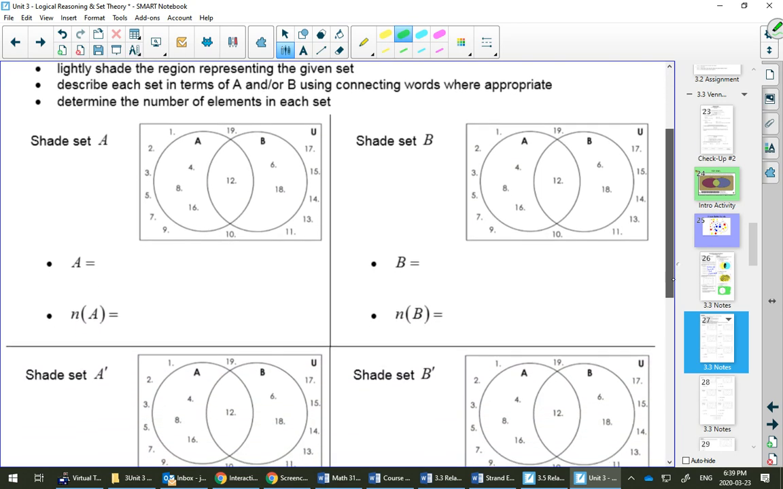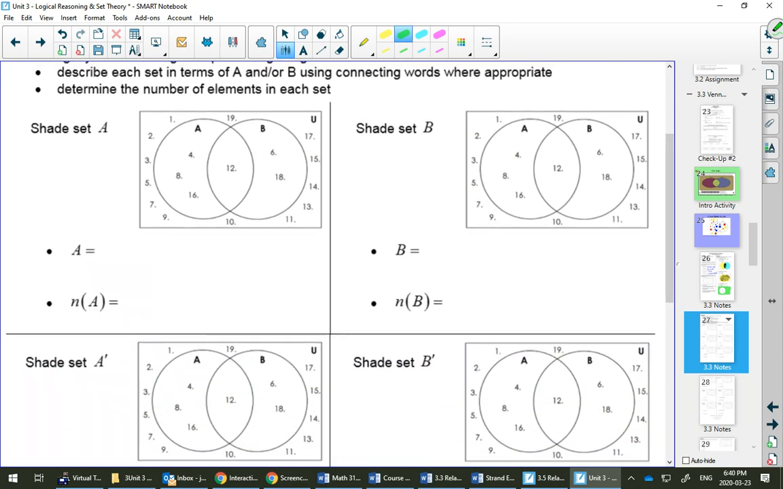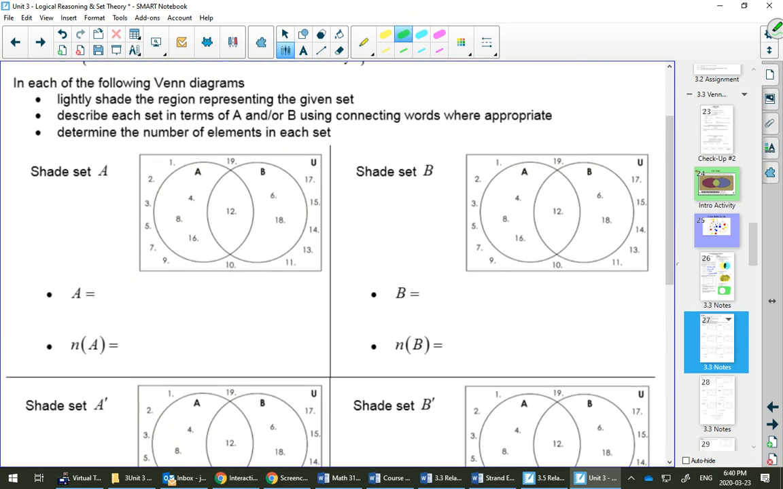Now, initially I'll write out some of the sets, but eventually I'm just going to go through with the description. So if you're looking at the directions here, it just says to shade the region representing the given set, describe each set in terms of A or B or connecting words. Some I have written out for you, some I don't. And then determine the number of elements in each set. And again, if you remember, number of elements is denoted with the letter N, and then the set is in brackets. So we want to shade set A.